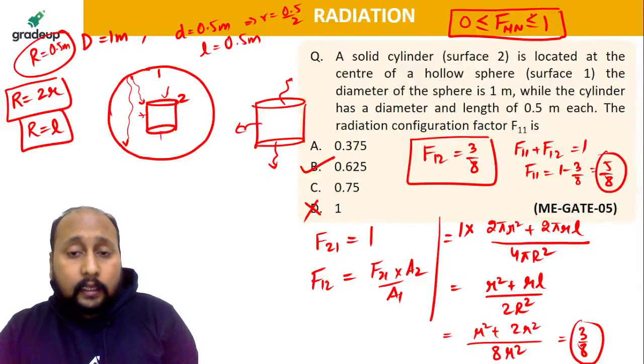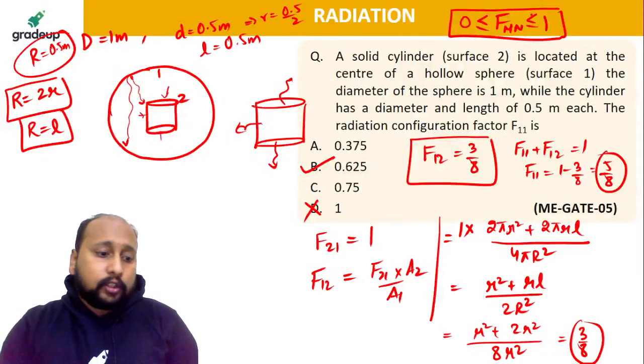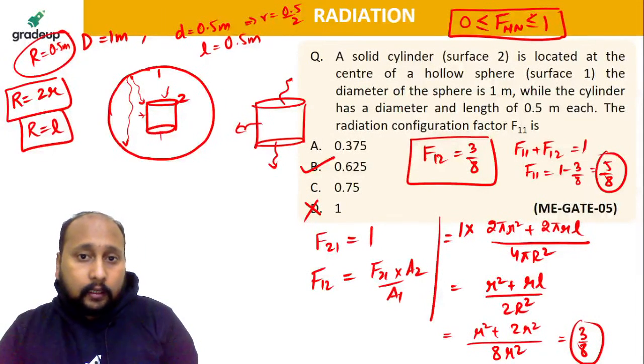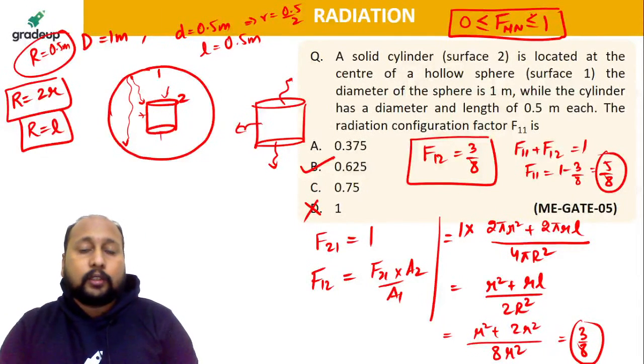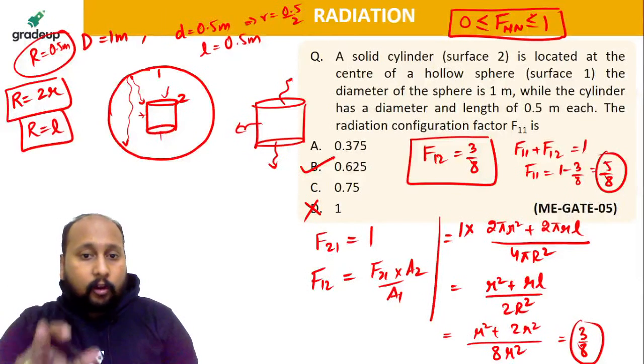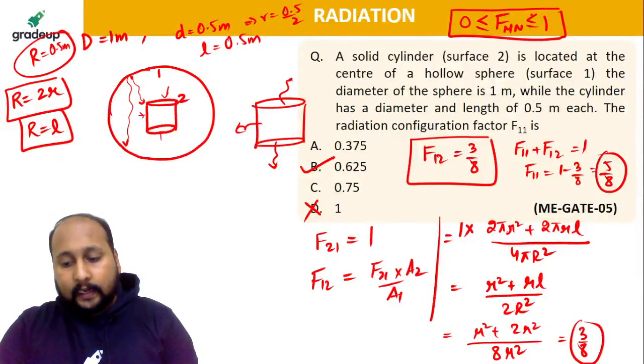Shape factor, they are frequently asking. This is a favorite topic. If you are expecting any question in the GATE from the radiation topic, definitely you can expect this type of question in your GATE examination for 2 marks. These are all 2 marks problems. Okay, fine. Let's proceed for the next question.